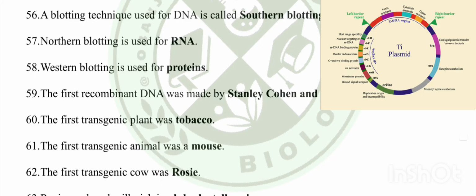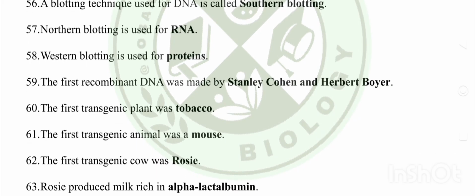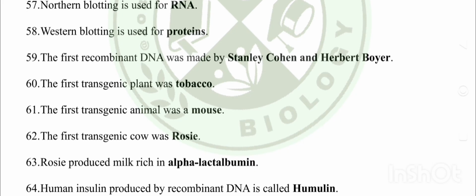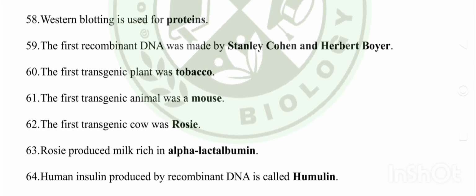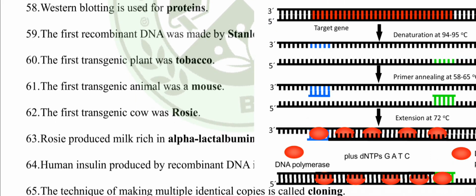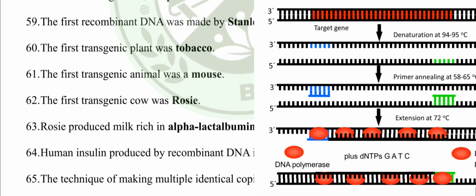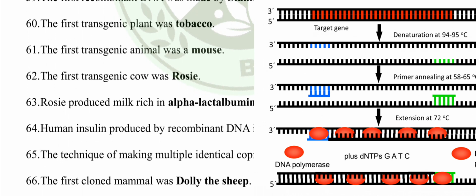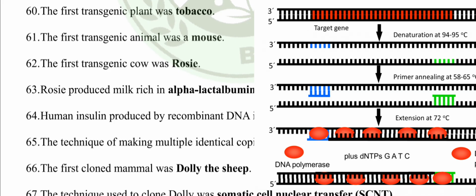61. The first transgenic animal was a mouse. 62. The first transgenic cow was Rosie. 63. Rosie produced milk rich in alpha-lactalbumin. 64. Human insulin produced by recombinant DNA is called humulin. 65. The technique of making multiple identical copies is called cloning. 66. The first cloned mammal was Dolly the sheep.